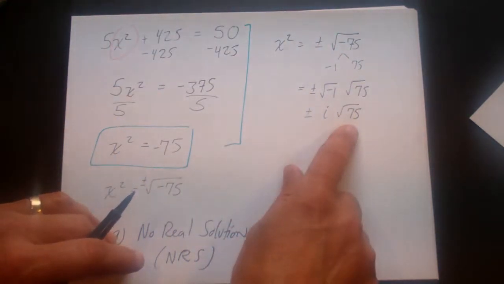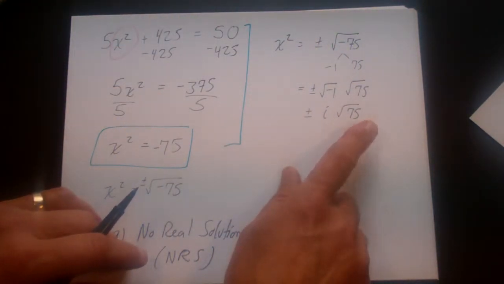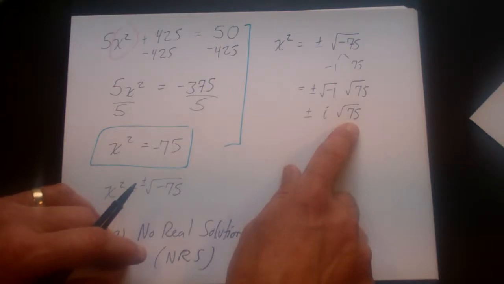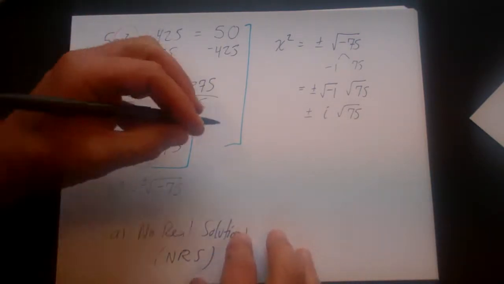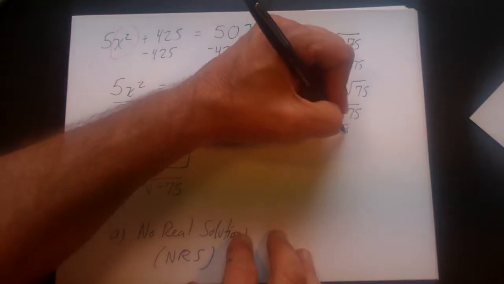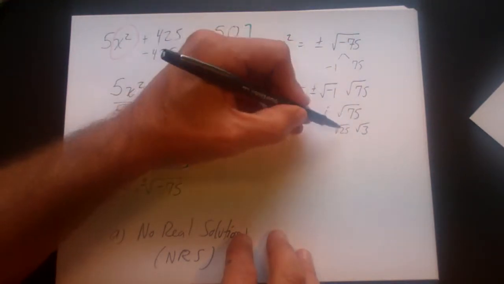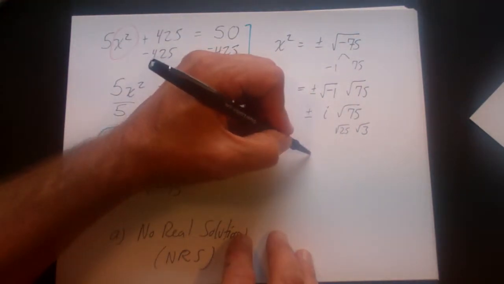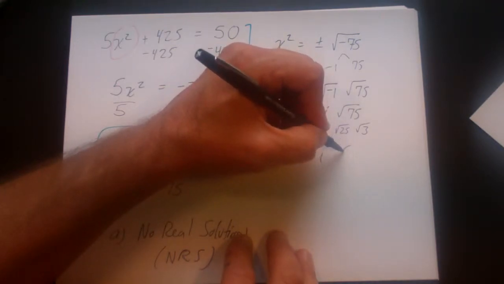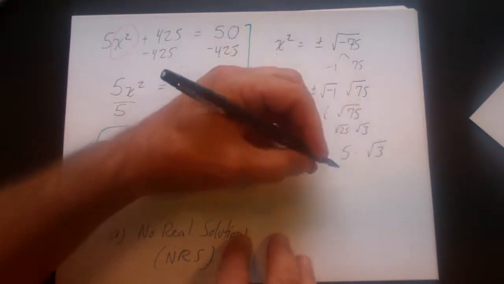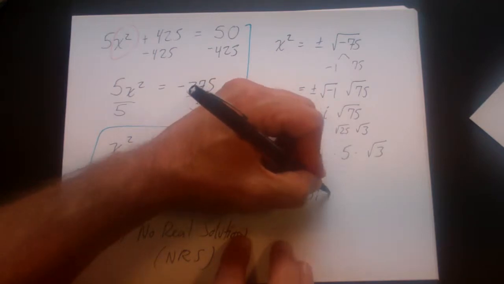And now we're going to simplify the square root of 75. Find two numbers that multiply to 75, one of which is a perfect square. That's going to be 25 and 3. The square root of 25 is 5. So your final answer is plus or minus i times 5 times the square root of 3. Typically we write that as 5i root 3.